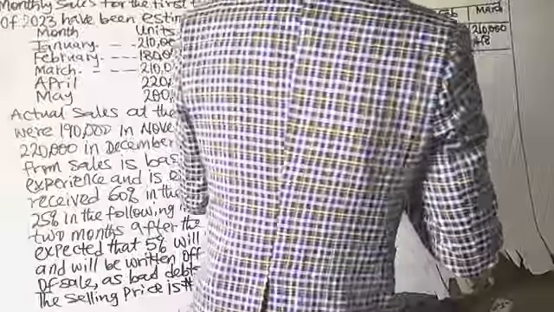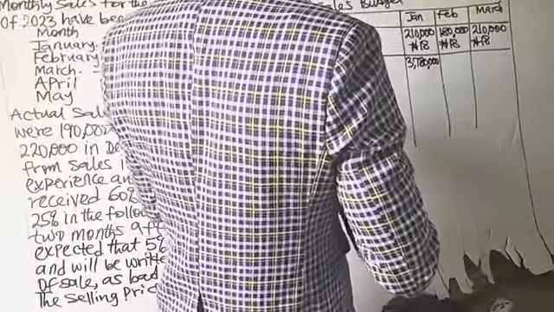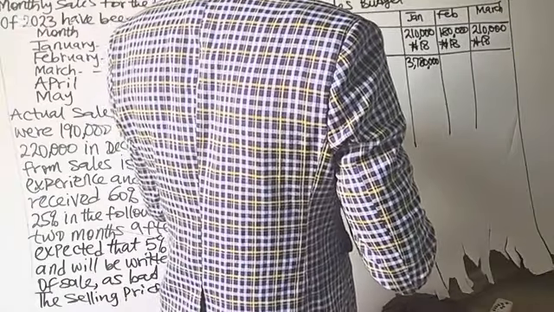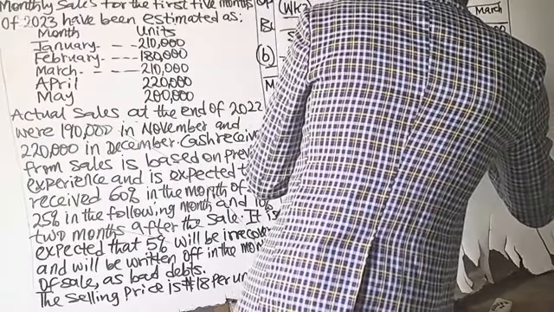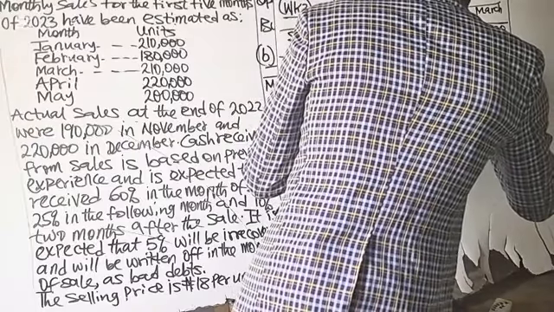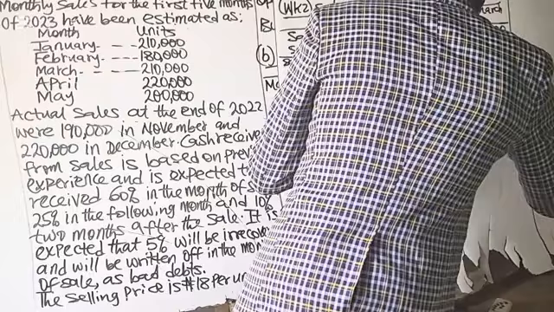In February, 180,000 times 18 gives us 3,240,000. In March, 3,780,000.